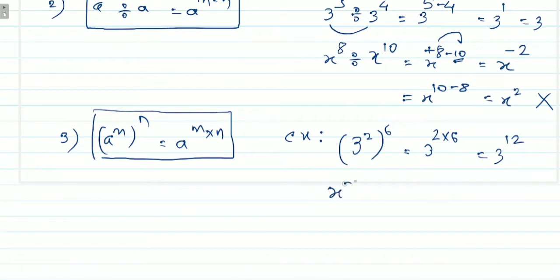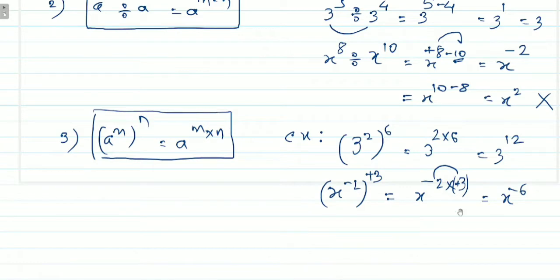For example, x raised to minus 2 and there is a power 3, so if a term has two powers, then we multiply both the powers. This 3 has no sign, that means it is positive, and we know that plus into minus is minus, so it becomes x raised to power minus 6.